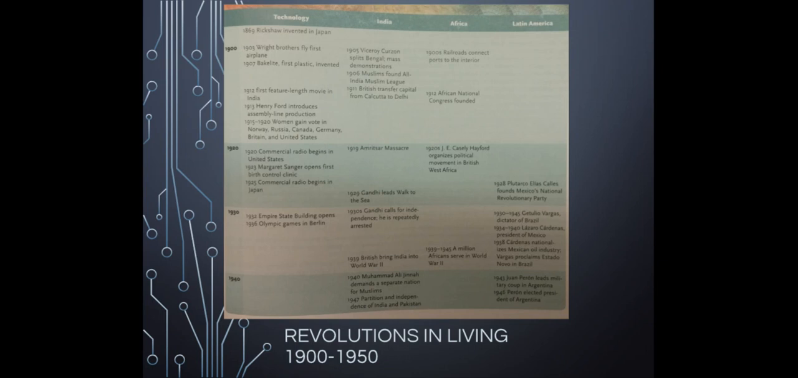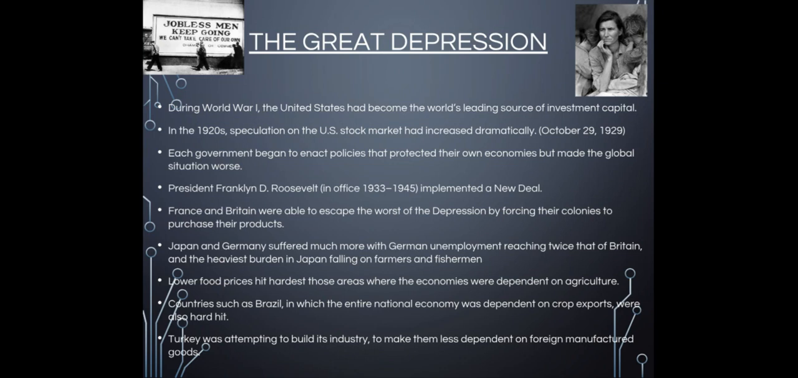All right. And we're moving on and diving right into the Great Depression. In the 1920s, the stock market in the US increased dramatically. And during World War I, the US had become the world's leading source of investment capital. And that all came crashing down on October 24th, 1929. The New York Stock Exchange collapsed. And it ruined both investors and the bankers who lent them money.